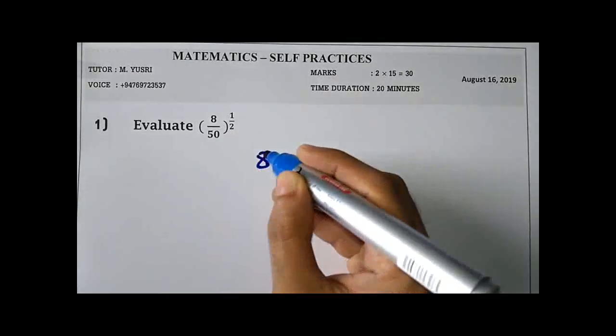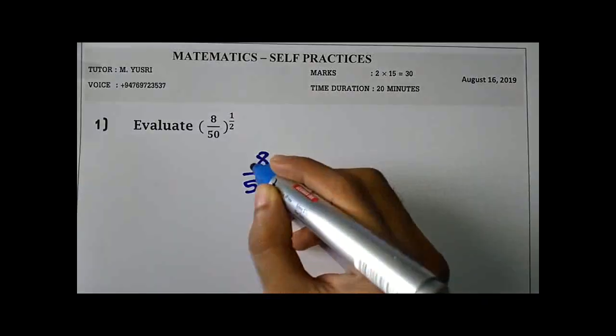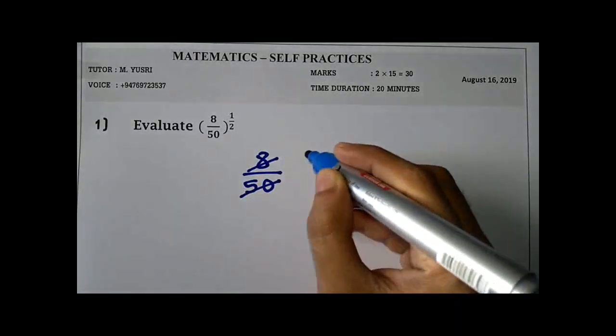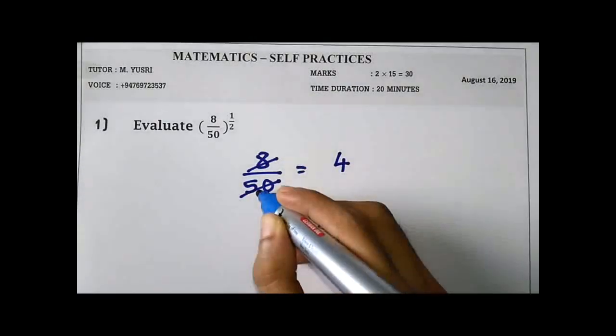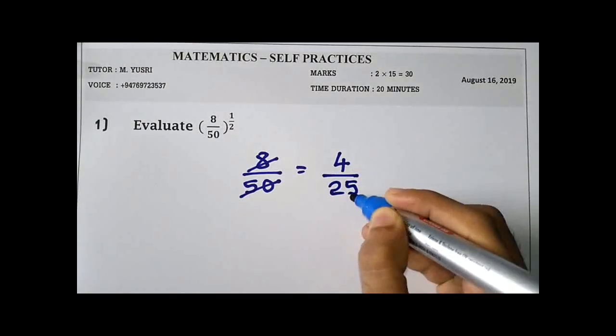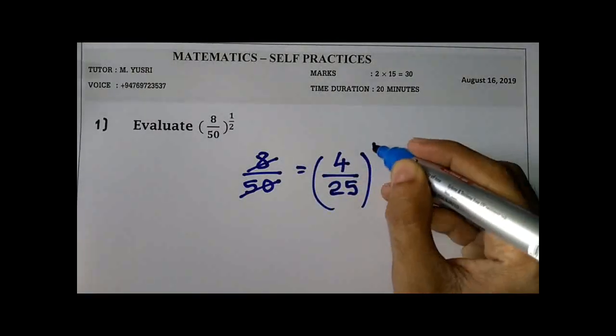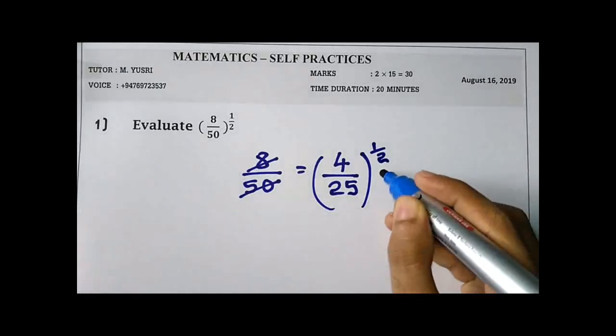So 8 over 50, we can cancel by 2. How many 2's are here? 4. And how many 2's are here? 25. And the power is half. Now, can we simplify this further?